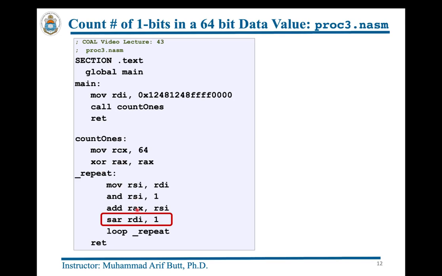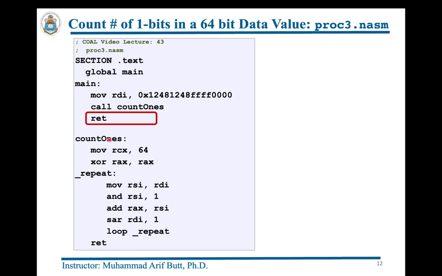Finally, this code will repeat 64 times and we'll check all the bits which are 1, and in case of a 1 bit, we will add that 1 inside the RAX register. And once this loop breaks, the RAX register will of course contain the count or sum of 1 bits inside this register value which is passed to this function.